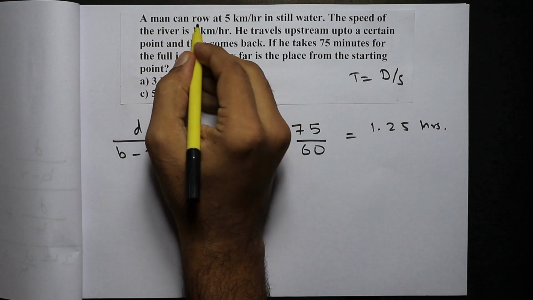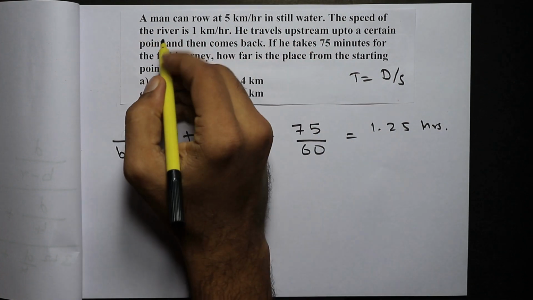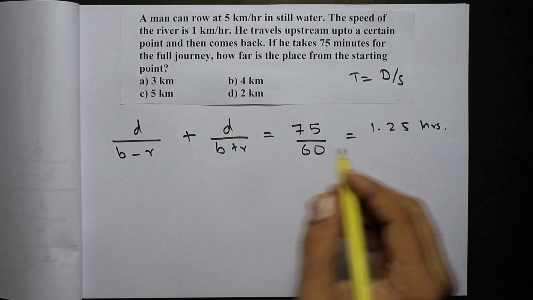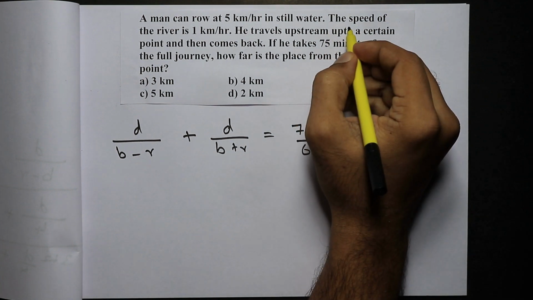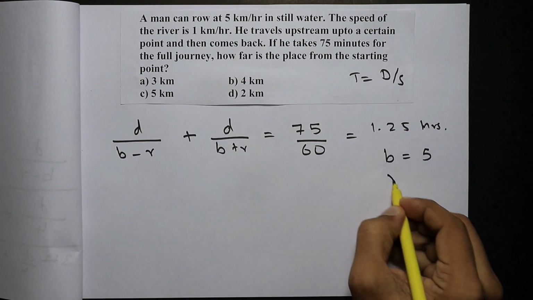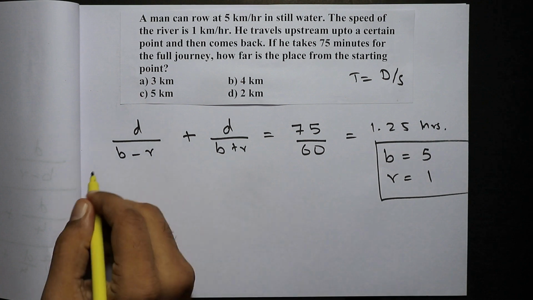Now, a man can row at 5 kilometers per hour in still water. That is the value of B, the speed of the boat in still water. So B is equal to 5 kilometers per hour. The speed of the river is 1 kilometer per hour. So R is equal to 1. So let us substitute both these values here.